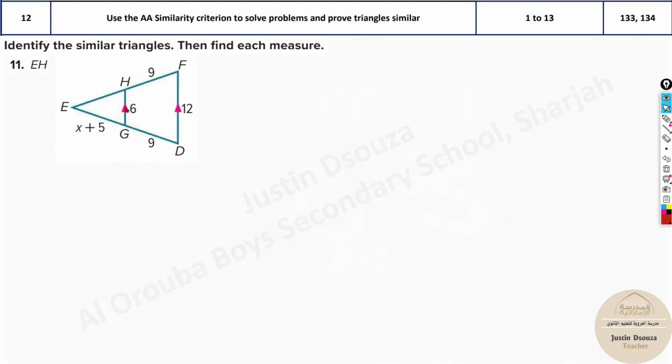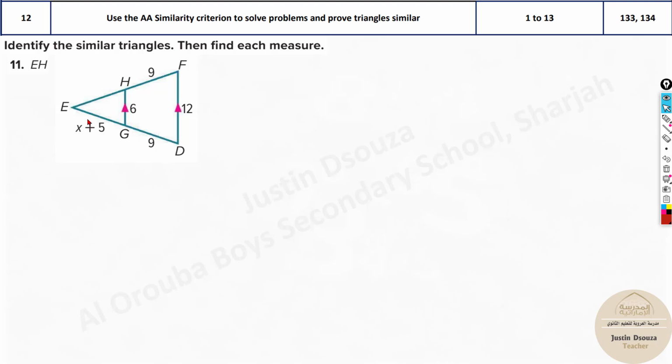There are various ways. But first thing, you need to solve for x, right? First, let's solve for x. And then whatever the value you get for EG will be equal to EH. Why? Because these both are parallel. That means they are corresponding. These are equal. See over here, 9, 9. That means whatever is over here, this is equal. These are proportional. Okay, this part will be equal. So whatever EG and EH will be equal to each other.